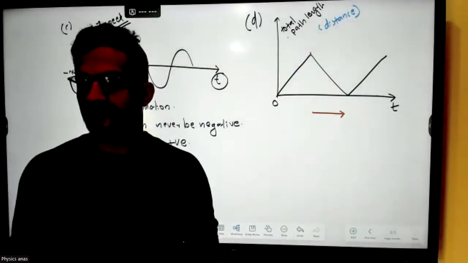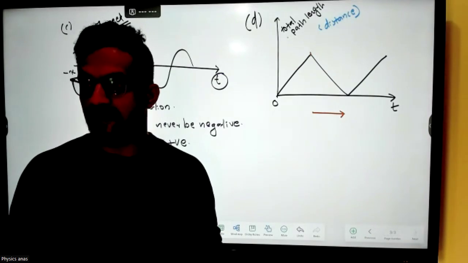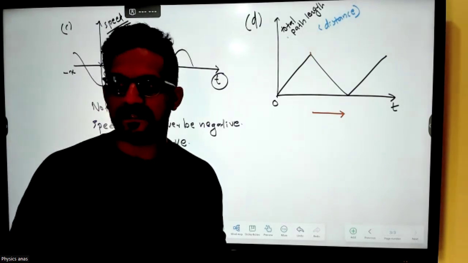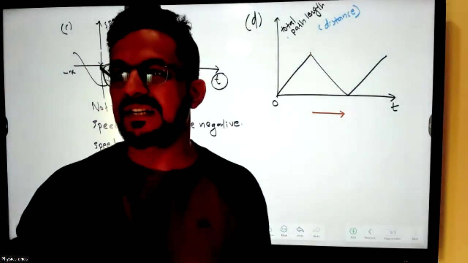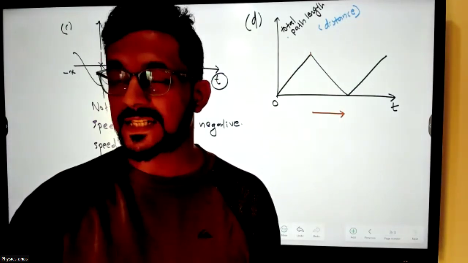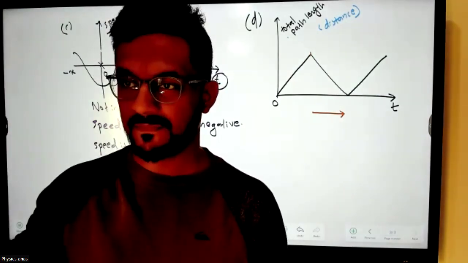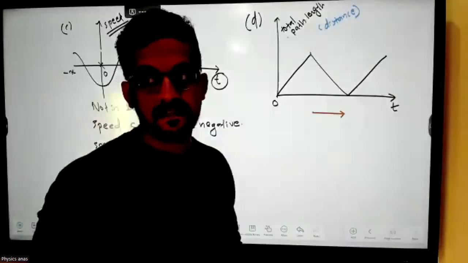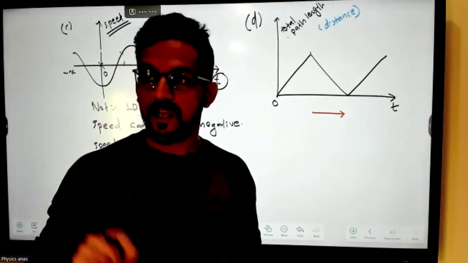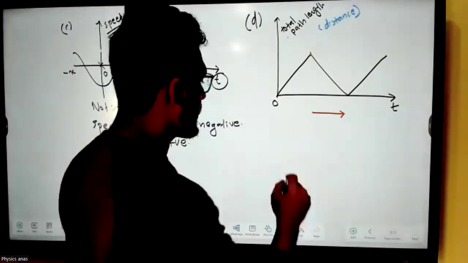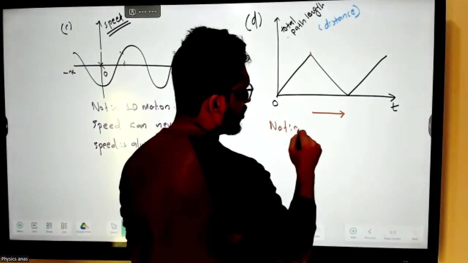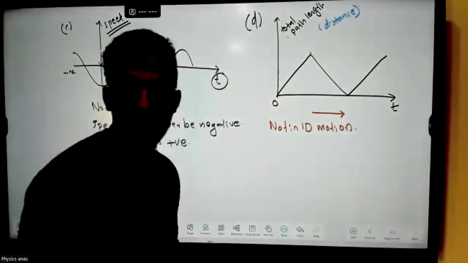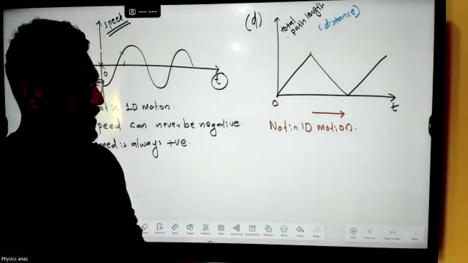Is it possible for a moving object? As time increases, distance decreases. No, distance can never decrease. For a particle which is in motion, its distance is always increasing. It should not decrease. You got it? That's the reason. So this is not a one-dimensional motion.